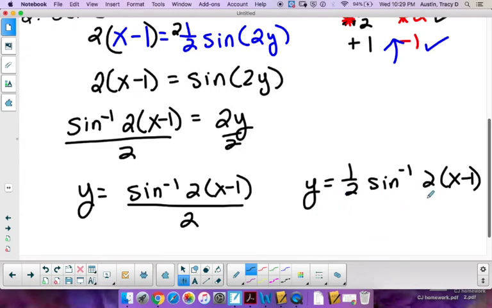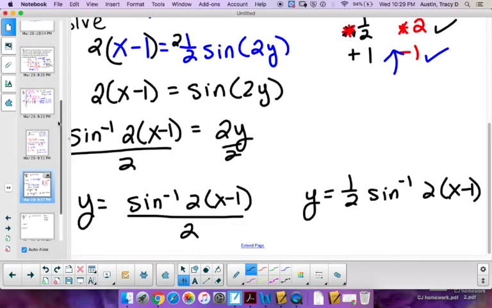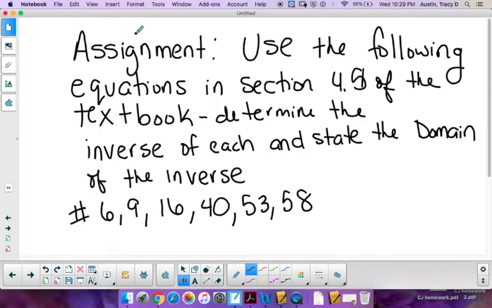And that is what you are going to be doing today. If you have questions, send them to me through Remind, that's fine. Your assignment, here's the deal: you're going to go into section 4.5 of your textbook. The online version is fine.